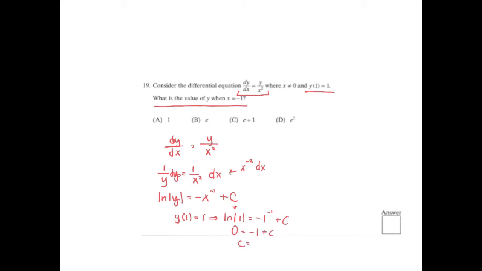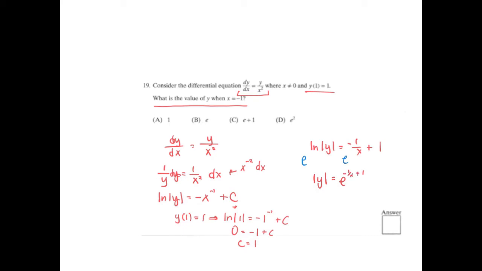Therefore, c equals 1. So that leaves me with ln absolute value of y equals negative x to the negative 1, which is negative 1 over x. I'm going to just rewrite it like that, plus c, which is 1. Now, in order to solve, I'm going to base e both sides. Absolute value of y equals e to the negative 1 over x plus 1.